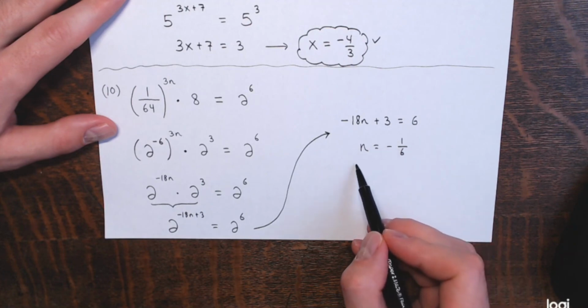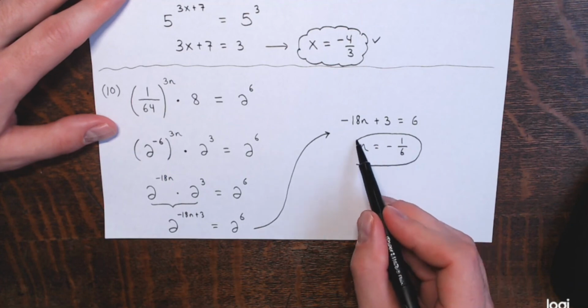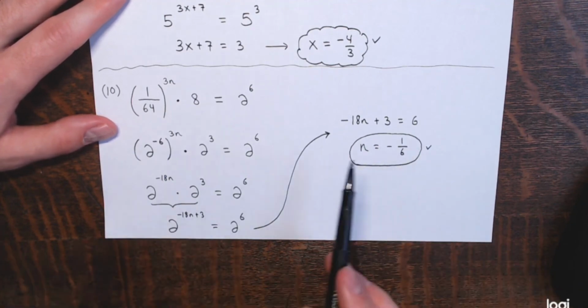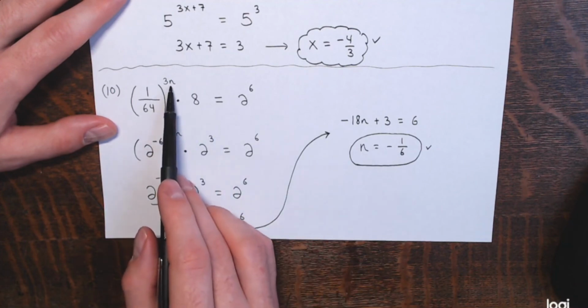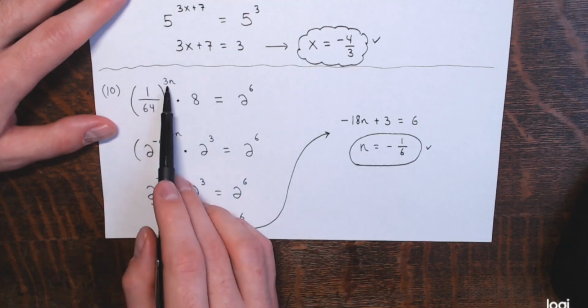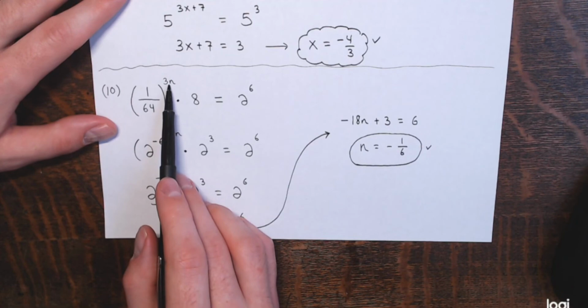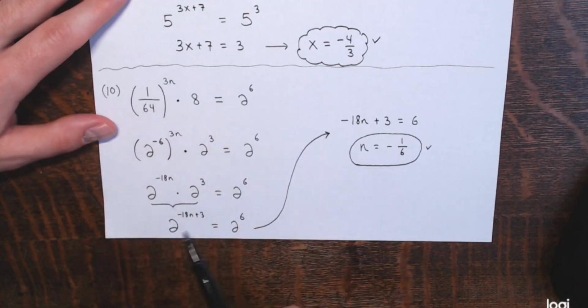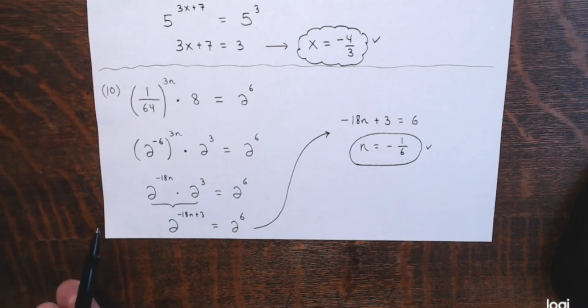And there we go. And again, don't forget to check it out. Plug in negative 1/6 here. That'd be this to the negative 1/2, which would be 8, and then times 8 is 64, which is the same as 2 to the 6. So this works, negative 1/6 for n. Alright, and that's all.